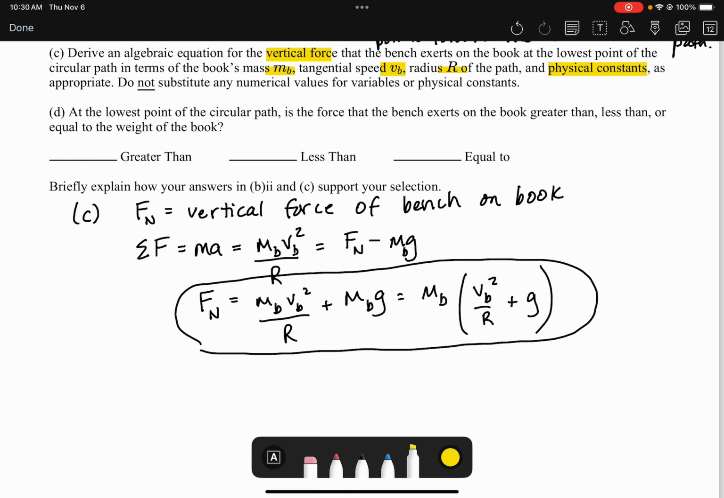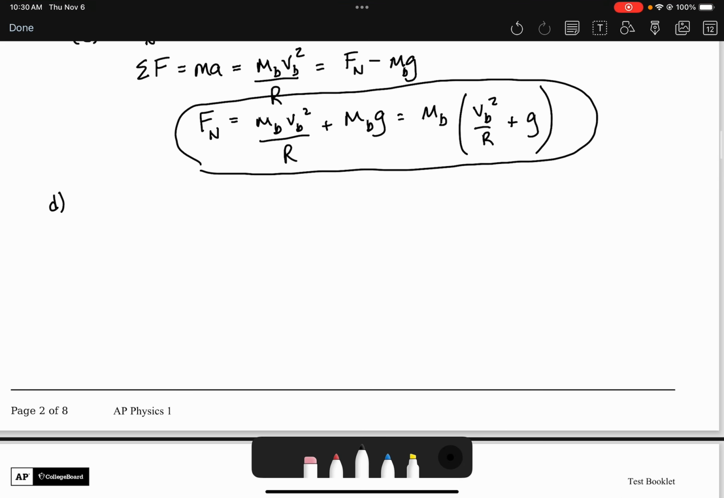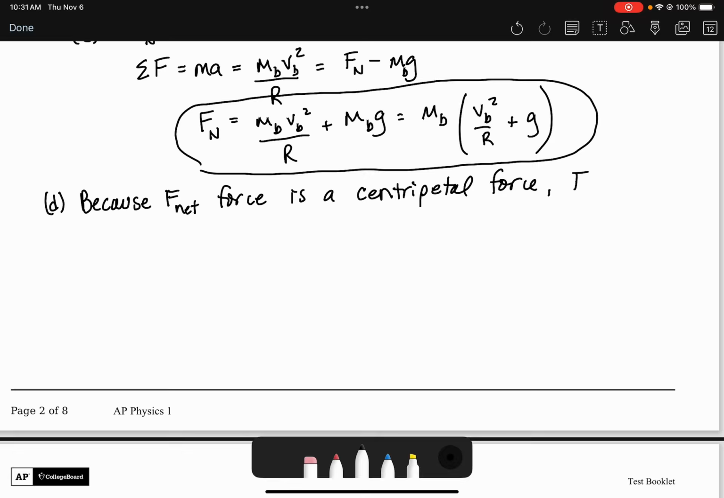Part D says at the lowest point of the circular path, is the force that the bench exerts on the book greater than, less than, or equal to the weight of the book? And the answer here is going to be greater than. And so what is our reasoning? So because the net force is a centripetal force, F net must point to the center of the circular path.